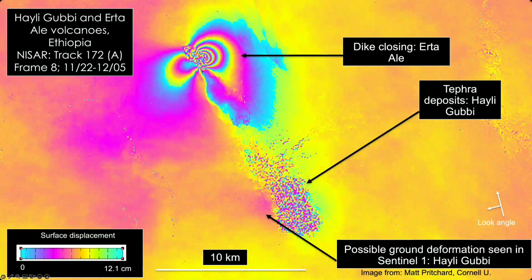And then this is the signal over the Erta Ale volcano, and what we see here is actually sort of the opposite of that dike intrusion that I showed from the one in the Asal rift. And in this case, the two sides of the dike moved together because the magma actually drained out of the dike during this and moved into Hayli Gubbi. And so this is the wrapped interferogram.